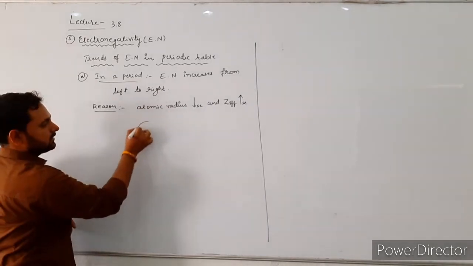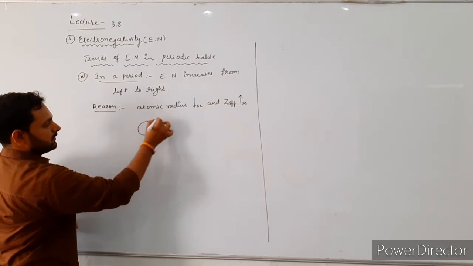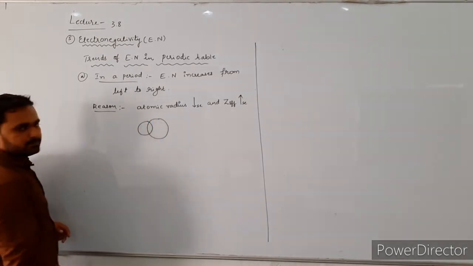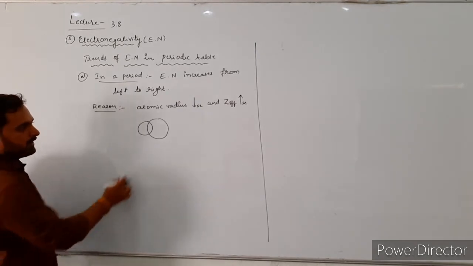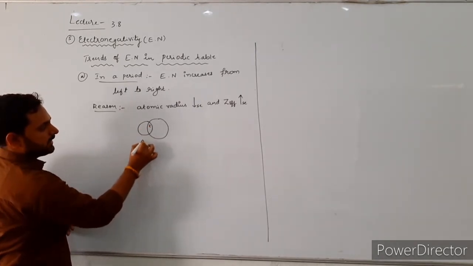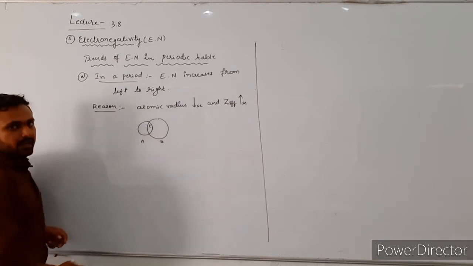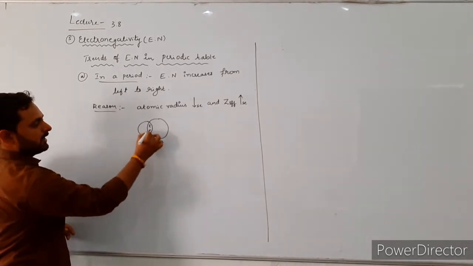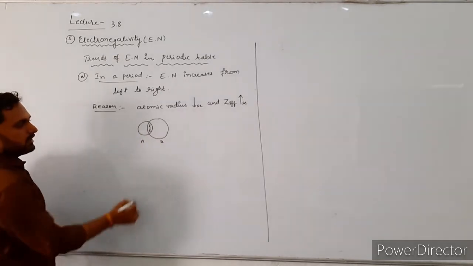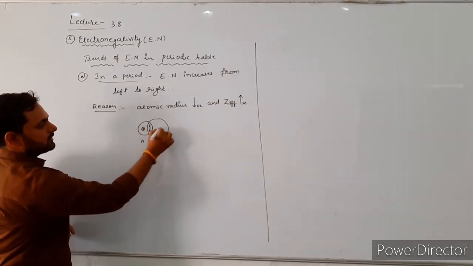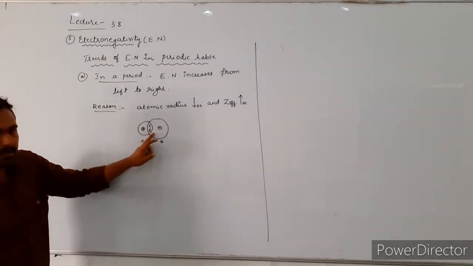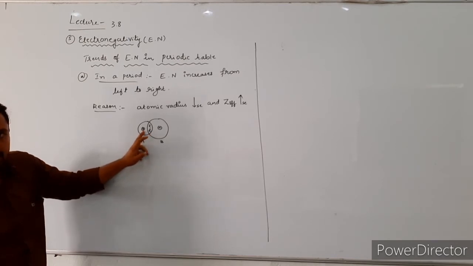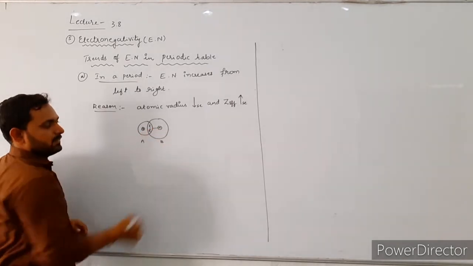For example, see, this is a small atom and this is a large atom. Both atoms share an equal number of electrons and form a covalent bond. This is A atom and this is B atom. A atom shared one electron, B atom also shared one electron. Here this is nucleus and this is nucleus. In A atom, the shared electrons are closer to the nucleus. In B atom, the shared electrons are farther from the nucleus.